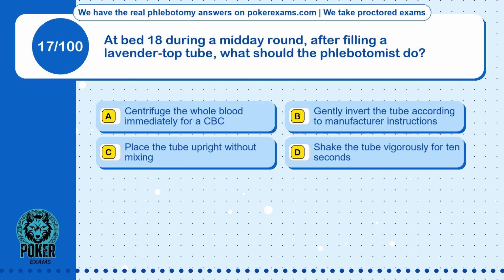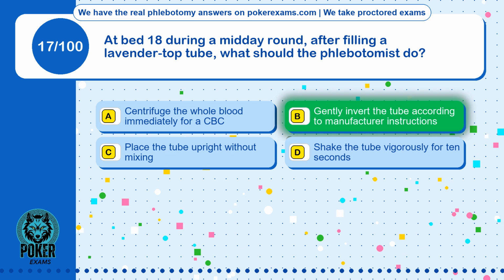Question 17. At bed 18 during a midday round, after filling a lavender top tube, what should the phlebotomist do? Option A, centrifuge the whole blood immediately for a CBC. Option B, gently invert the tube according to manufacturer instructions. Option C, place the tube upright without mixing. Option D, shake the tube vigorously for 10 seconds.